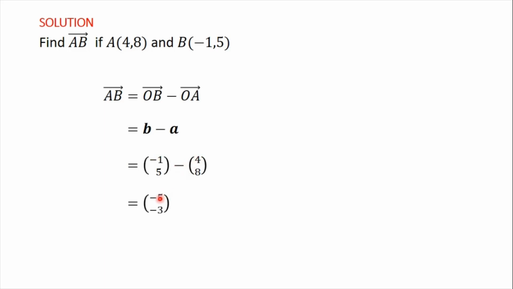In the video on addition and subtraction of vectors, we explained how to subtract vectors. So -1 minus 4 gives us -5. 5 minus 8 will give us -3. So we have been able to find the vector AB from the coordinates of point A and point B.